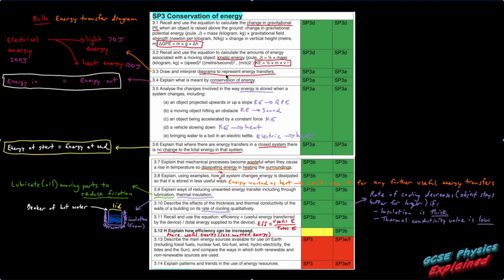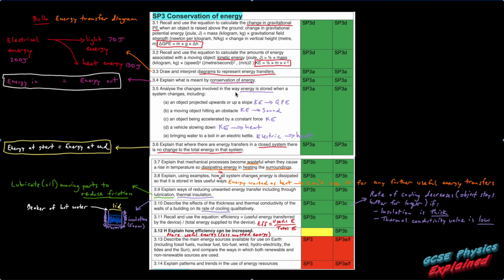Draw and interpret diagrams to represent energy transfers. So here is an energy transfer for a bulb. Electrical energy is going in, light energy is coming out, and heat energy is also coming out. You've got to be able to explain what is meant by the conservation of energy. It just means what goes in must come out. And you can see that from this diagram, 200 joules of energy went in, so 200 joules of energy had to come out. Even though this heat energy is wasted energy and it's not available for any further useful energy transfers.